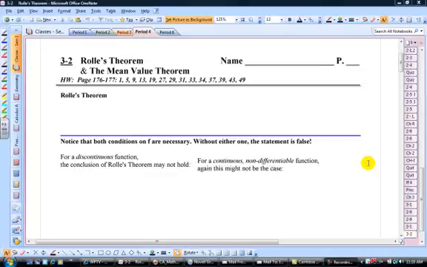This is Mr. Ainsworth, and we're going to get into two main theorems in calculus called Rolle's theorem and the mean value theorem. They're related, and since the mean value theorem is a generalization of Rolle's theorem, let's start off with Rolle's theorem. Let's define it first, take a look at what it means graphically, and show you how to apply it.